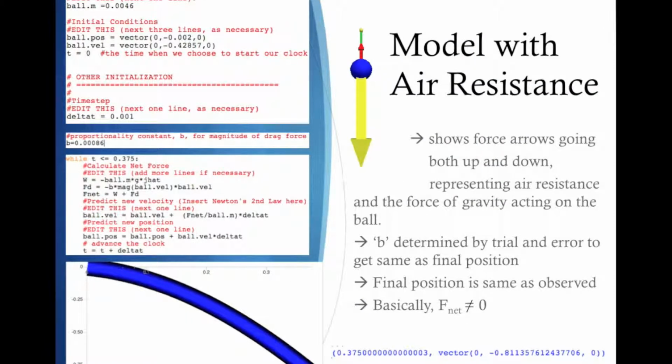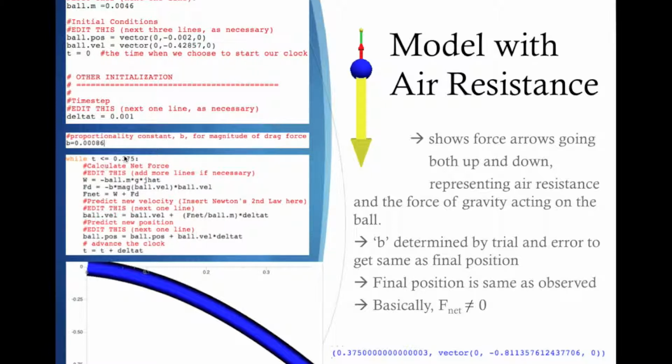So this is the code for the model with air resistance. As you can see, I put the mass up there at the top, that the mass of the ball was 0.0046 kilograms. There's the initial position, there's the velocity, the time was t equals 0, and this is the time step. The proportionality constant b was determined experimentally. I just kept plugging in different numbers for b, judging which way to move it, up or down, to get a final position close to my observed position, which was negative 0.8811.